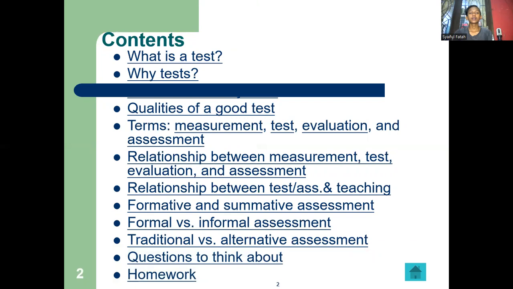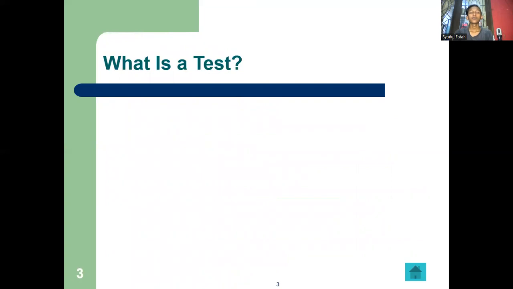Contents. What is a test? Why test? Qualities of a good test. Measurement, test, evaluation, and assessment. Relationship between measurement, test, evaluation, and assessment. Relationship between test or assessment and teaching. Formative and summative assessment. Formal versus informal assessment. Traditional versus alternative assessment. Questions to think about and homework. Okay, next. What is a test?